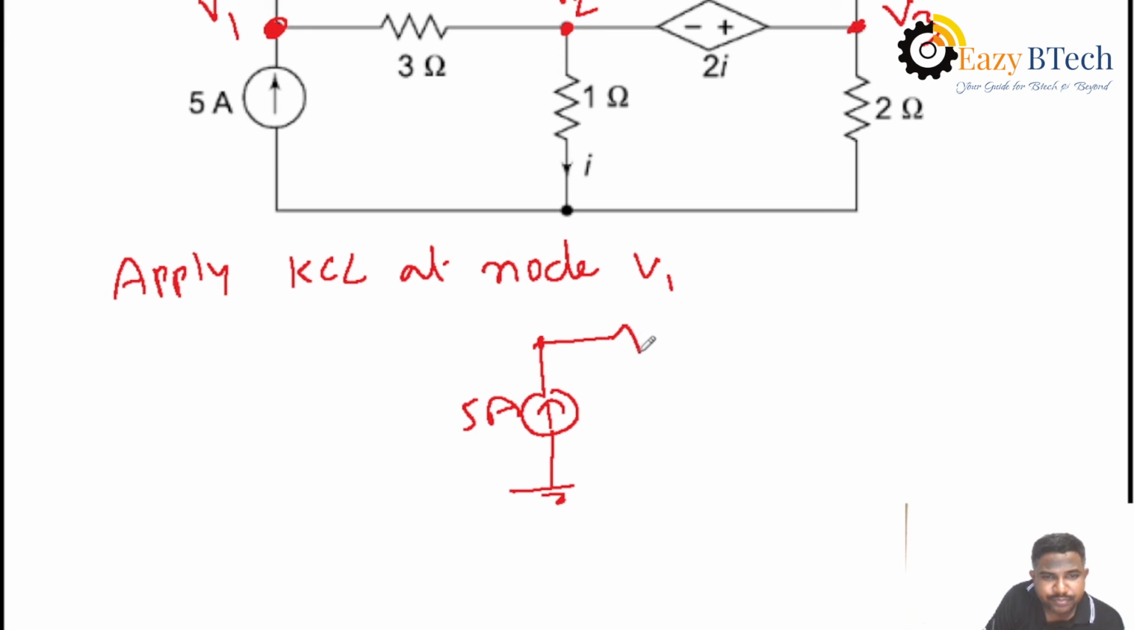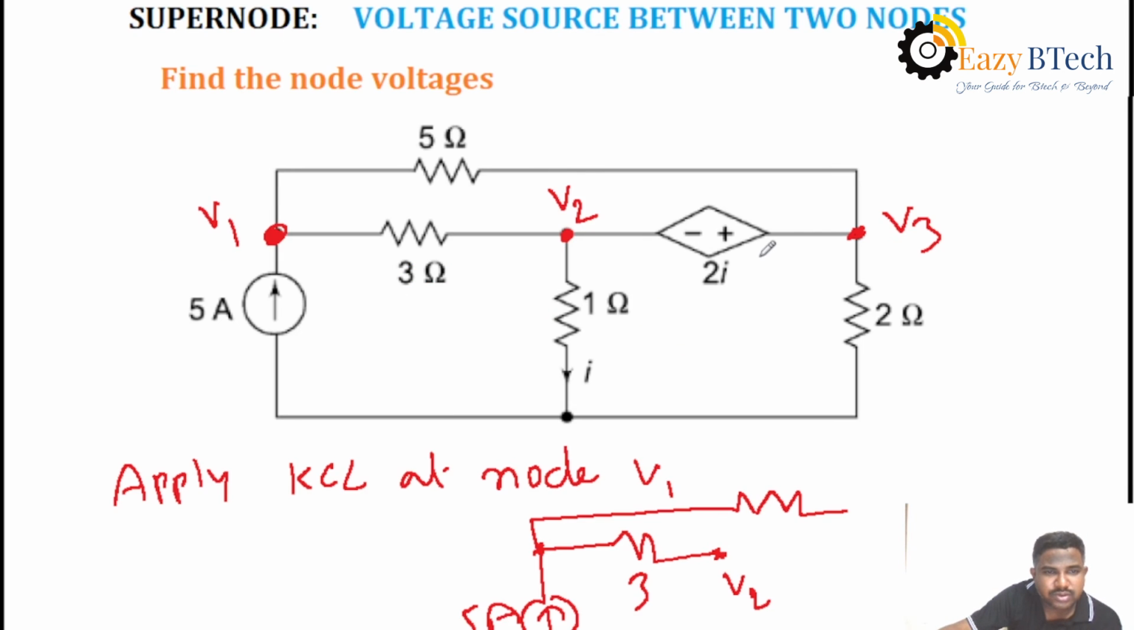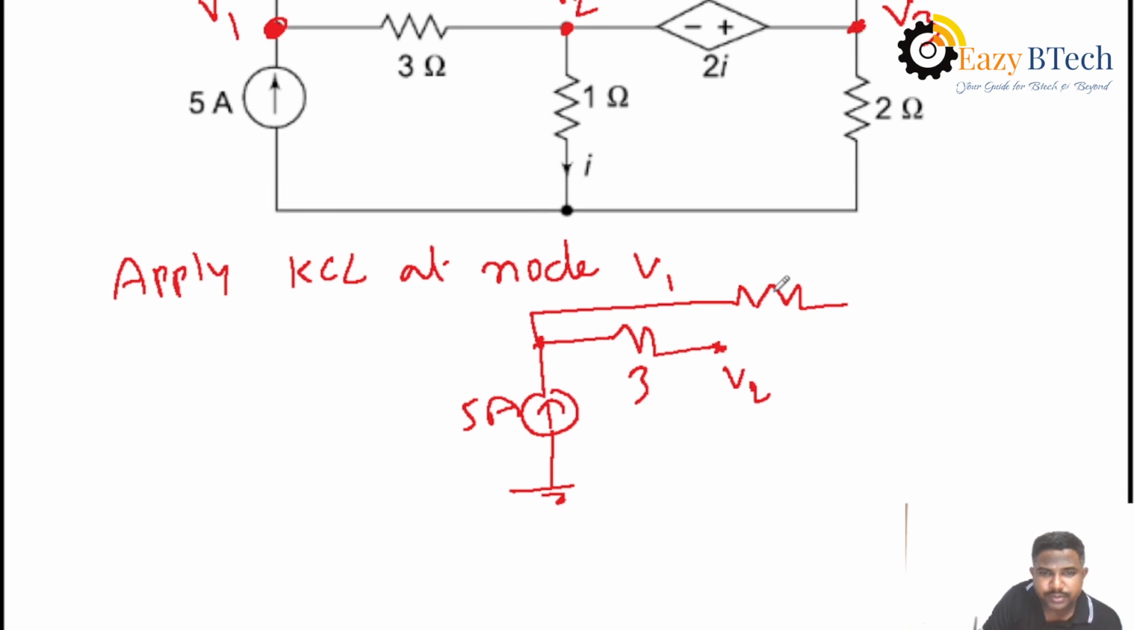Also the V2 node and 3 ohms are joined. What is the other element? The other element is 5 ohms. The 5 ohms will be joined here and this voltage will be V3. Then this is the V1 node. Then apply KCL at node V1.